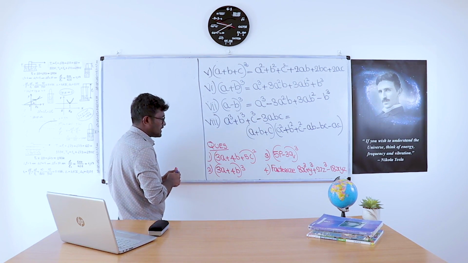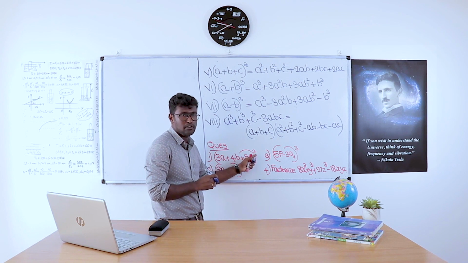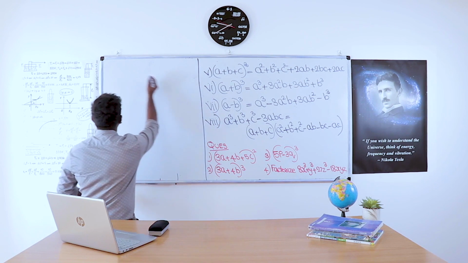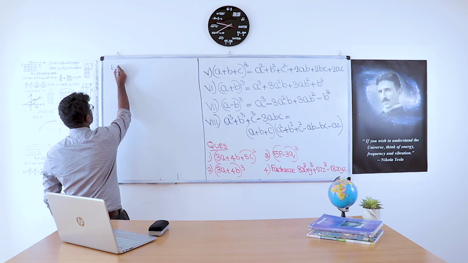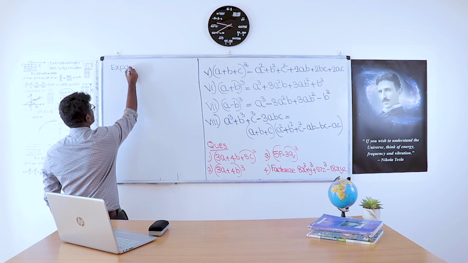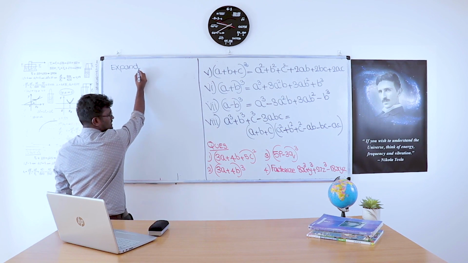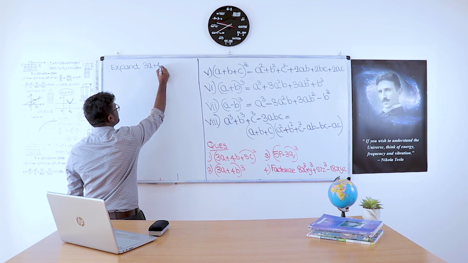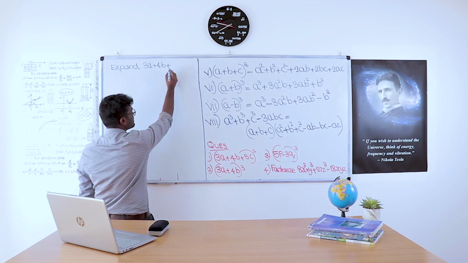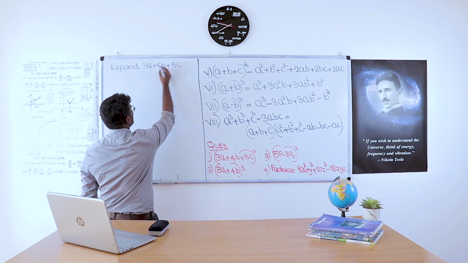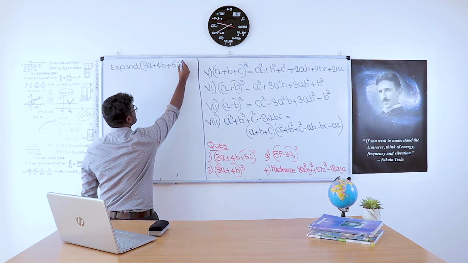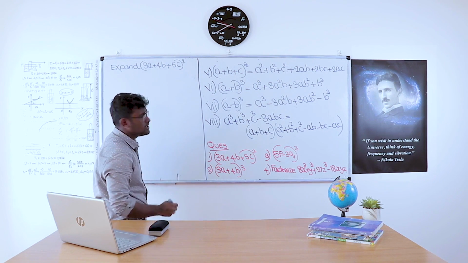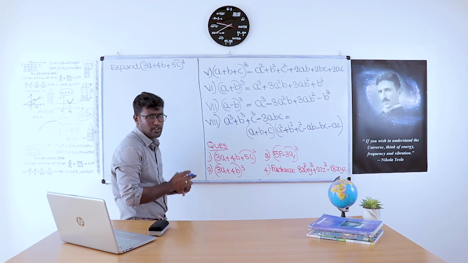With respect to that identity, we can run a problem regarding identity 5, such that there is 3a plus 4b plus 5c the whole square. We have to expand this one. So the question is: expand 3a plus 4b plus 5c the whole square.